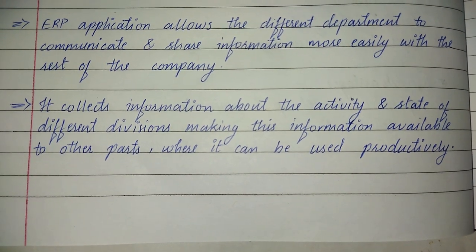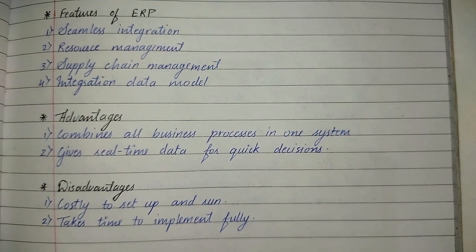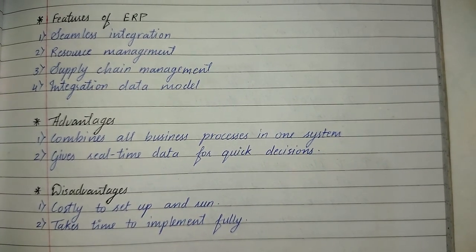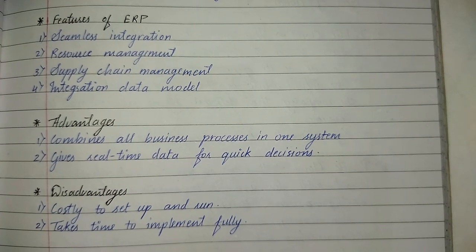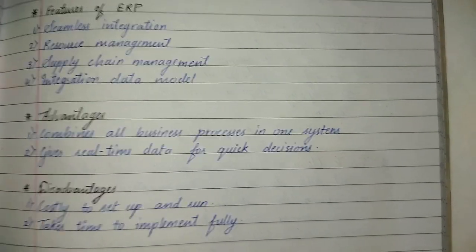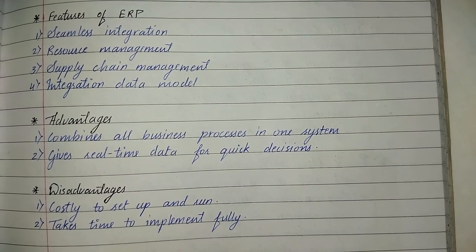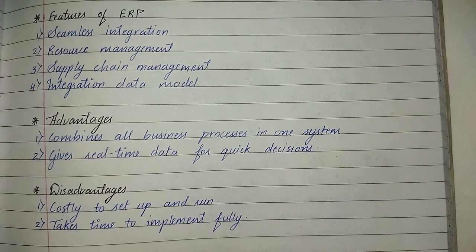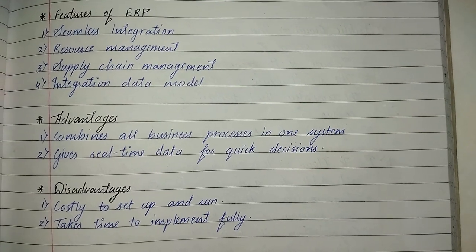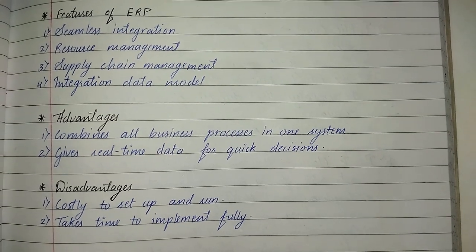So now we'll see features of ERP: seamless integration, resource management, supply chain management, and integration data model. And the advantages are: combines all business processes in one system and gives real-time data for a quick decision. And disadvantages are: costly to set up and run and takes time to implement fully.